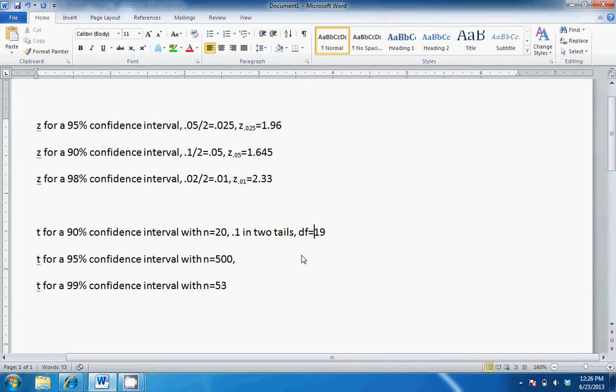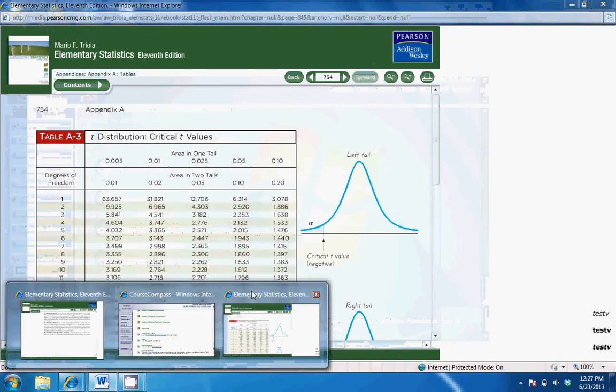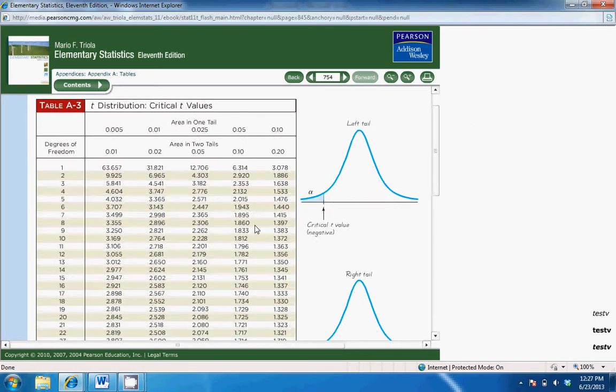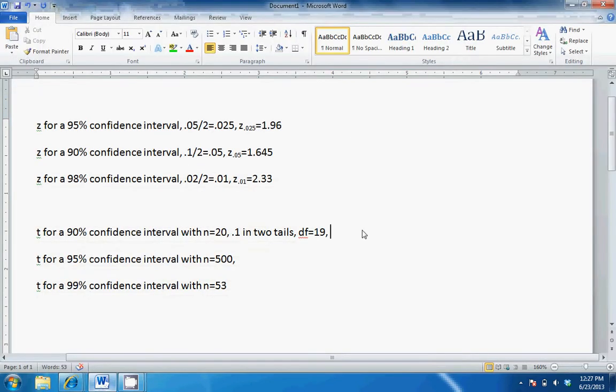Alright, so we're going to go over to the t-table. The t-table works a little differently from the z-table. We need to know the area in two tails, which we found to be 0.1, and we need 19 degrees of freedom. So 0.1 and down to 19 means that the t-value that we'll plug in is 1.729. So that's the first one. So t there is 1.729, and that's the number that you would plug in.